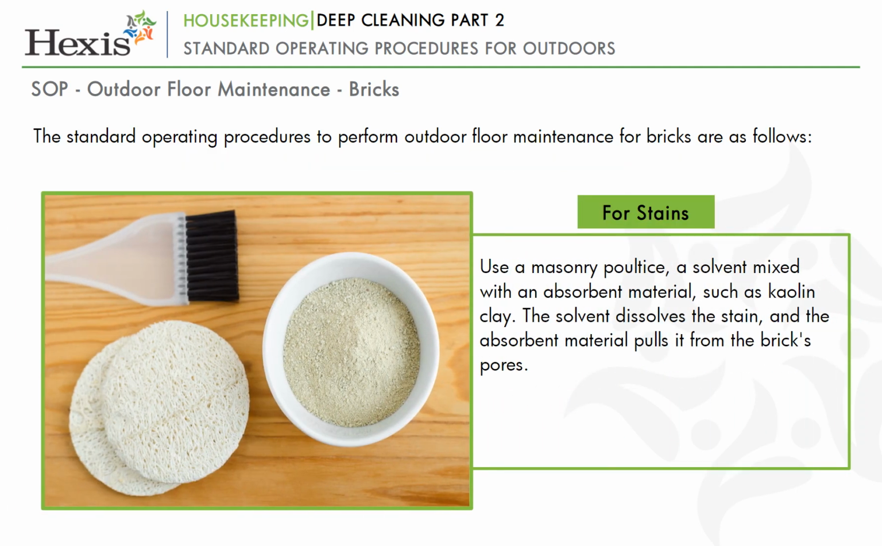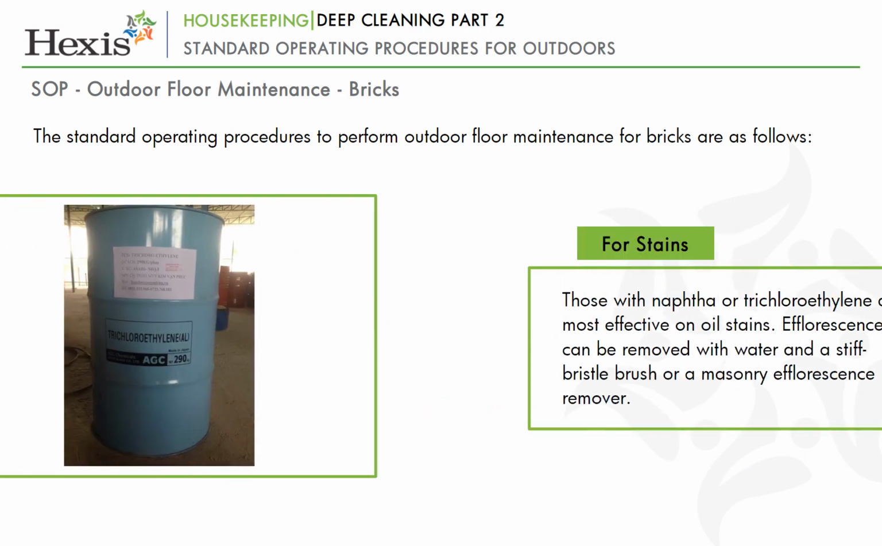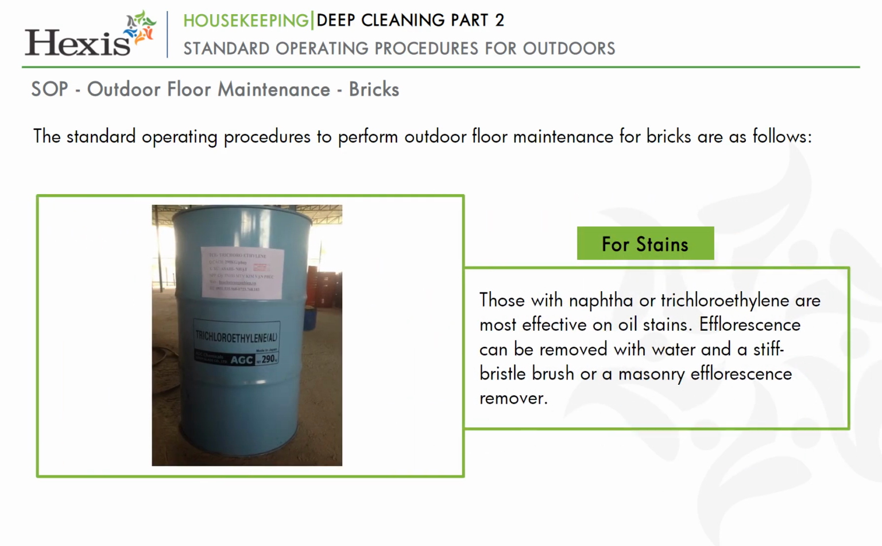Use a masonry poultice, a solvent mixed with an absorbent material such as kaolin clay. The solvent dissolves the stain and the absorbent material pulls it from the brick's pores. Read labels to ensure the poultice is appropriate for the stain. Those with naphtha or trichloroethylene are most effective on oil stains.